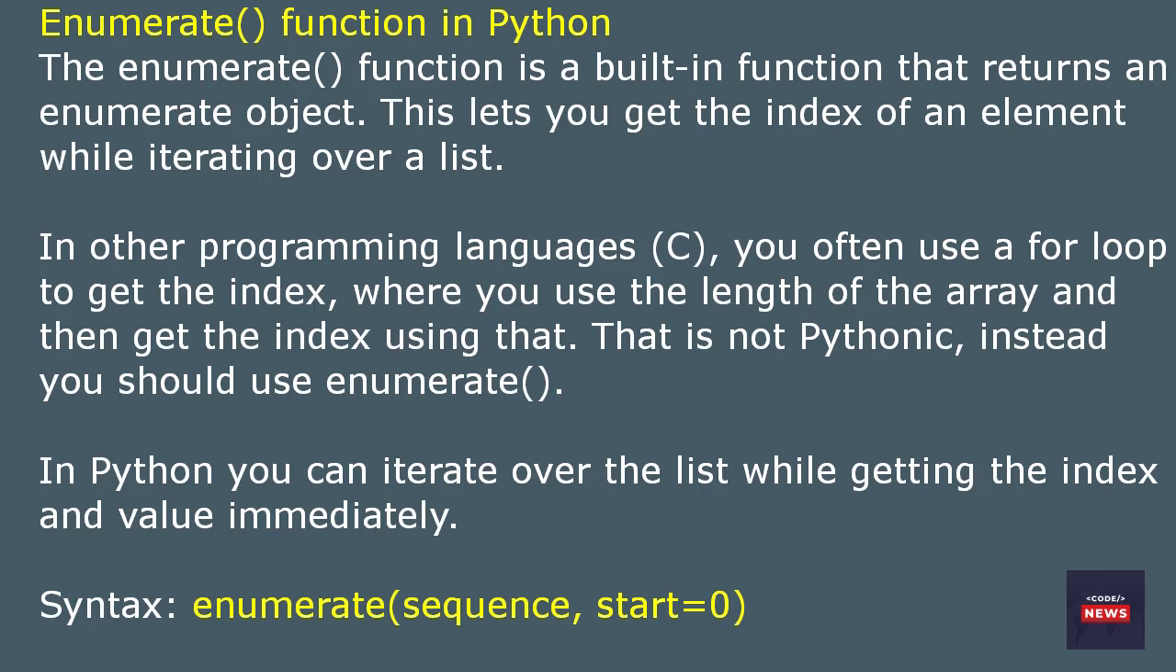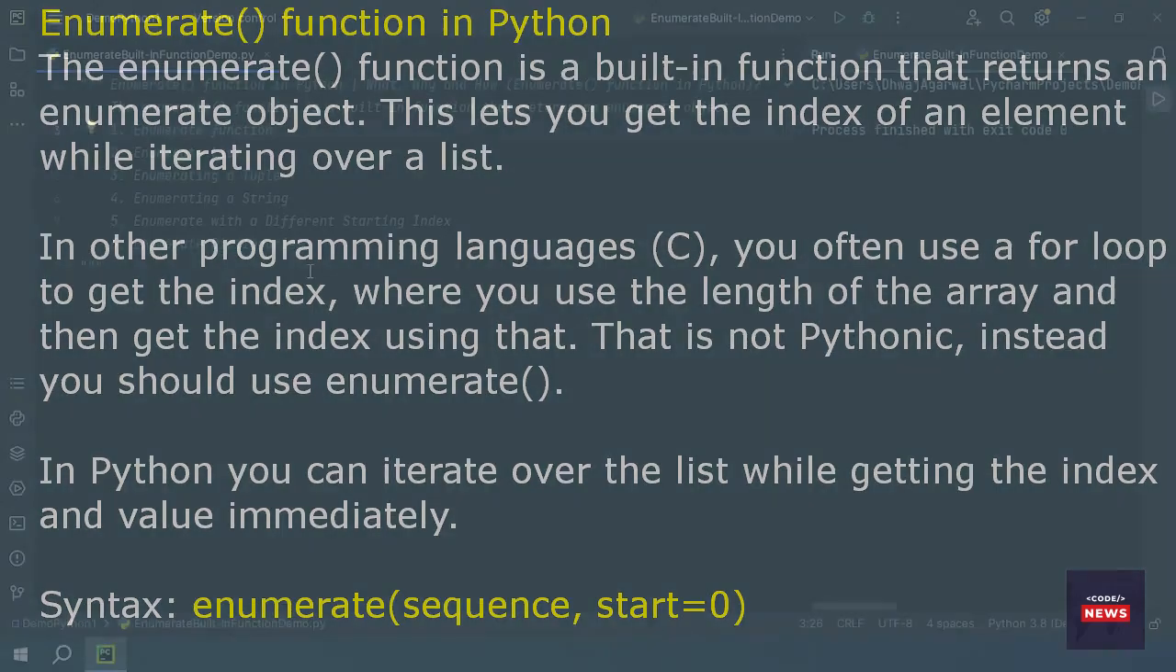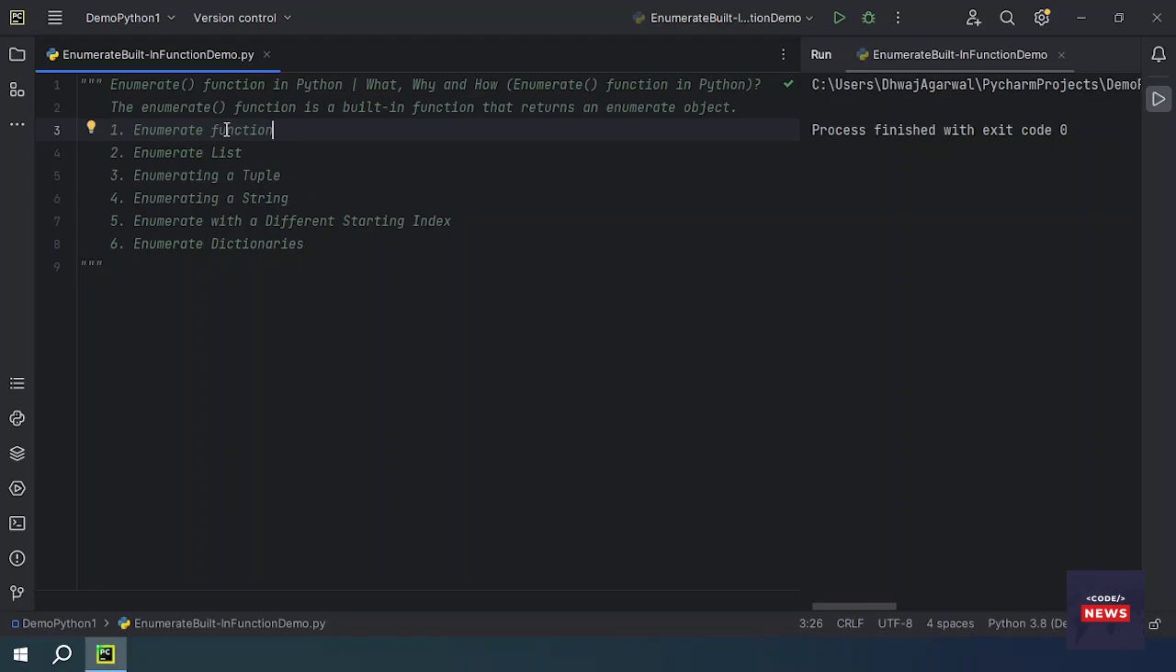In other programming languages like C, you often use a for loop to get the index, right? Where you use the length of the array and then get the index using that. That is not Pythonic, right? Instead, you should use enumerate. In Python you can iterate over the list while getting the index and value immediately.